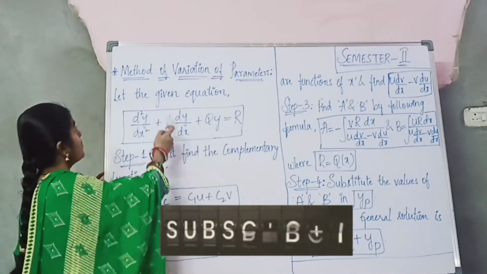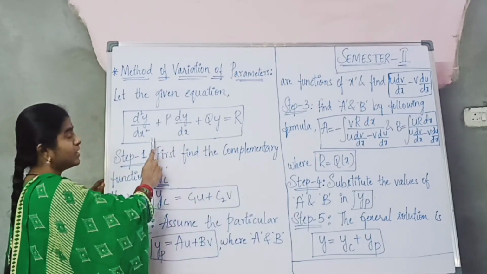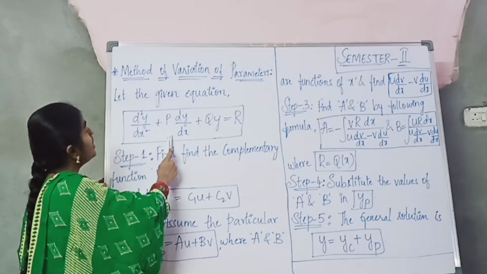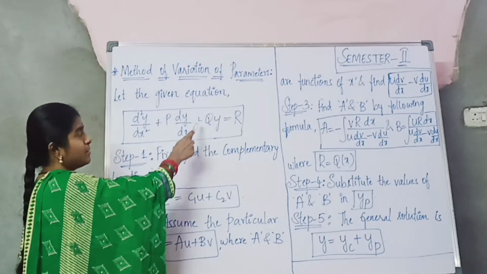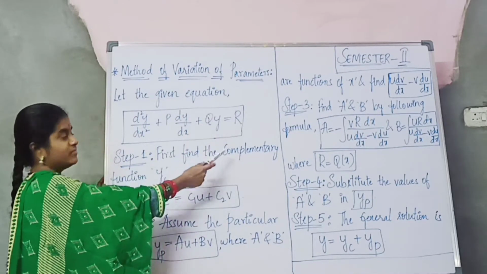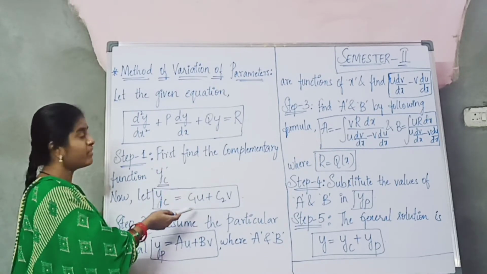Now let us discuss the method. Let the given equation be d square y by dx square plus p into dy by dx plus qy equals r. This is the equation. Now let us discuss the method of variation of parameters step by step.